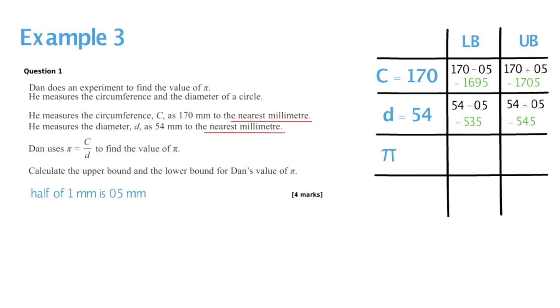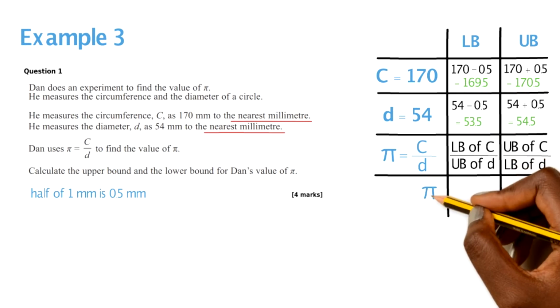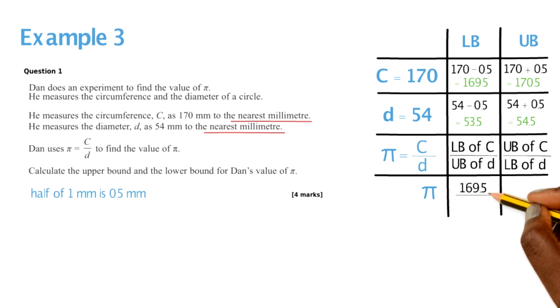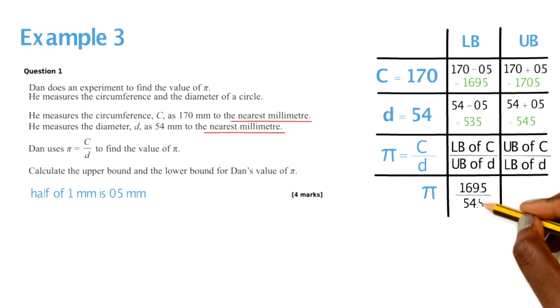Now, because we're working out pi, we're working out the lower bound and the upper bound of this value of pi. For the lower bound of pi, you do the lower bound of the circumference over the upper bound of the diameter, because a smaller number over a bigger number gives you a lower number. But for the upper bound of pi, you do the upper bound of the circumference over the lower bound of the diameter, because a bigger number over a smaller number gives you a bigger number.